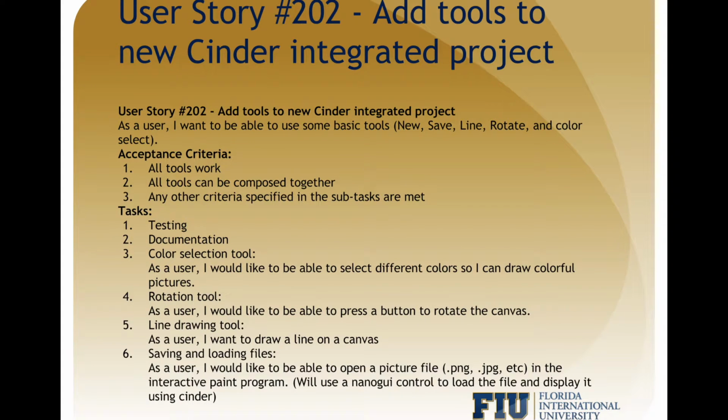And here's one of my key user stories to add tools to the application UI, such as a new tool, save tool, line tool, rotate tool, and a color selection tool. And they all do what they sound like they do, I guess, so to speak. And one of my key requirements was to make sure that all of the tools could be easily switched to, like you could use one tool and then switch to another tool and there'd be no problems, and also that the user could find the interface intuitive and easy to use.